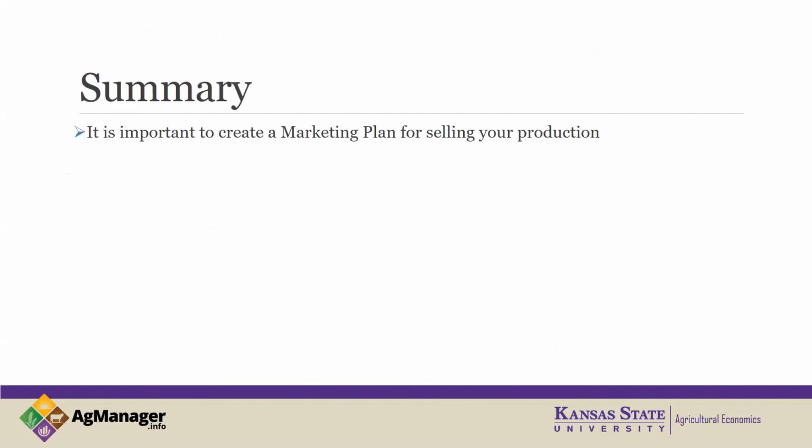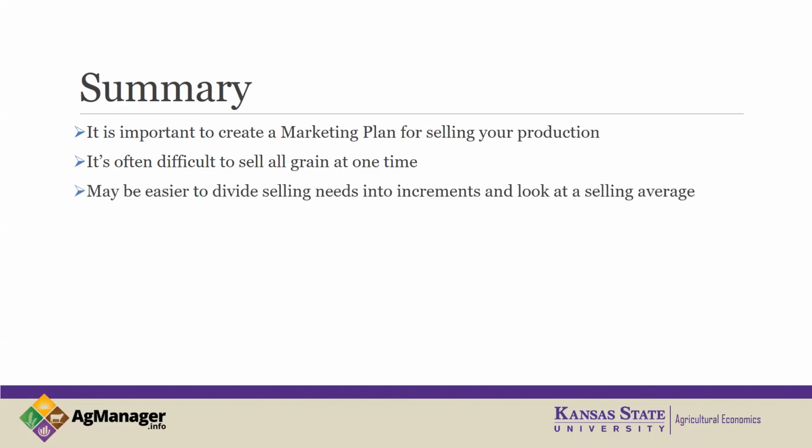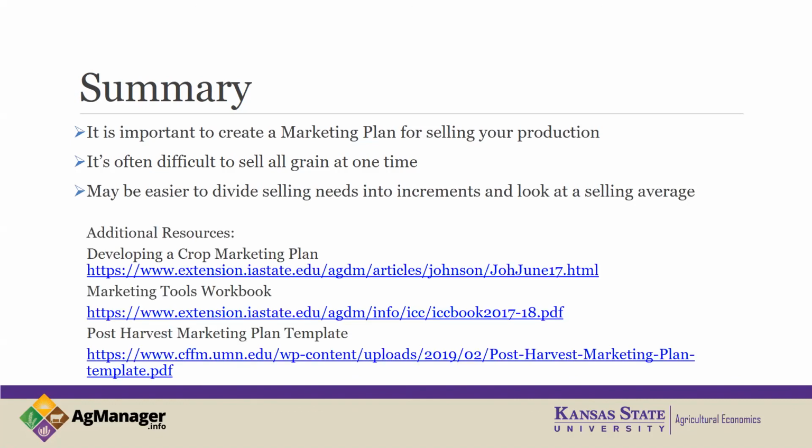Okay. So in summary, it's important to create a marketing plan for selling your production, whatever it is. Sometimes it's difficult to sell all the grain at one time. What we mean by that is it might be easier to divide it up, selling your needs in increments and looking at a selling average, rather than trying to move all of it at one time.